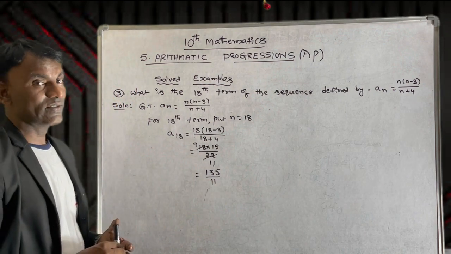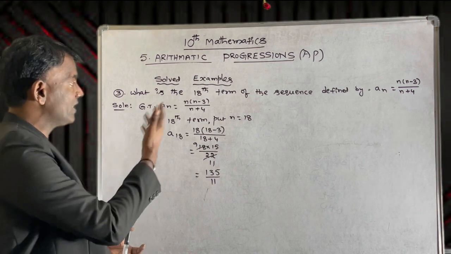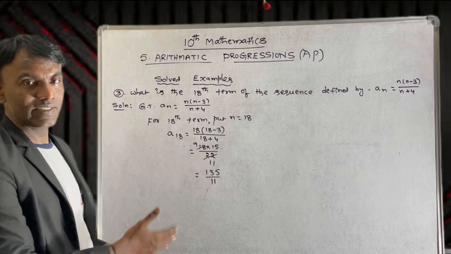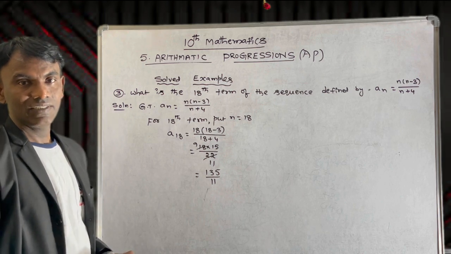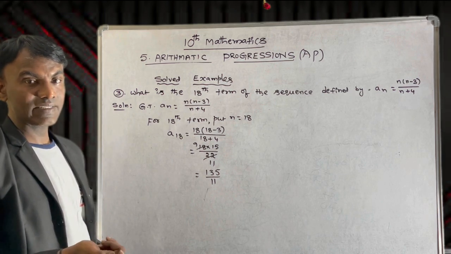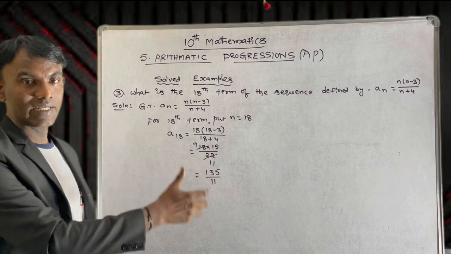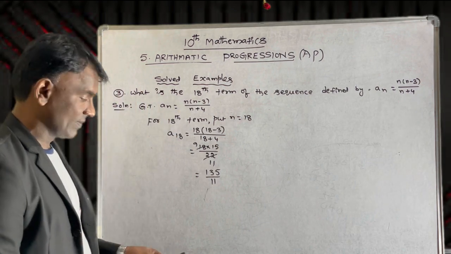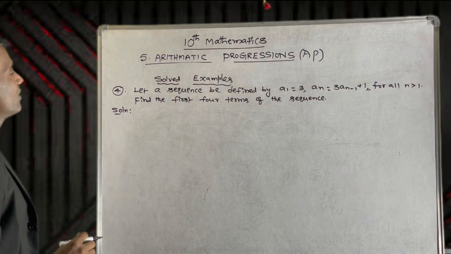Suppose if they ask for the 20th term, then substitute n equal to 20. If you want the 50th term, then substitute n equal to 50. So whichever term they are asking for in the question, we have to substitute that respective value in the place of n in the given sequence. Clear?